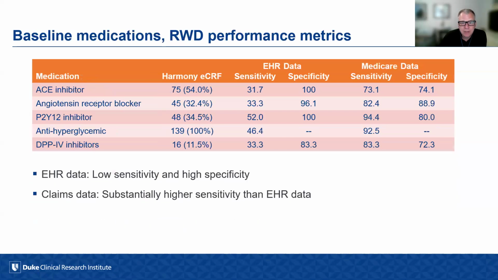And for medications, same sort of story, which is like Medicare data was actually pretty highly sensitive and pretty highly specific. EHR data was less sensitive, but very specific. I think, again, one of the reasons for EHR data is that if they didn't get prescribed that med in the research site, you just won't see it, right? So that's a reason for low sensitivity there.